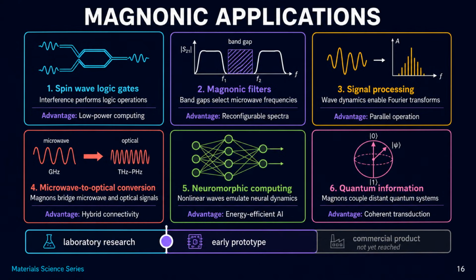Magnonics offers diverse applications across computing and communications. Spin wave logic gates could enable ultra-low power processing. Magnonic filters exploit band gaps for signal processing. Magnon-photon coupling enables microwave-to-optical conversion. Neuromorphic computing benefits from nonlinear oscillator dynamics. Looking forward, quantum information applications may leverage single magnon manipulation and entanglement.